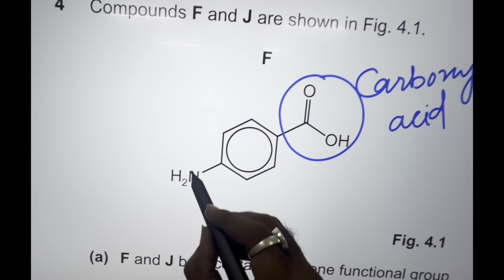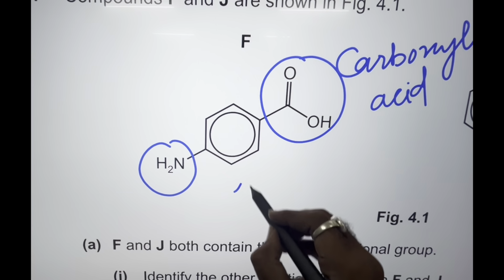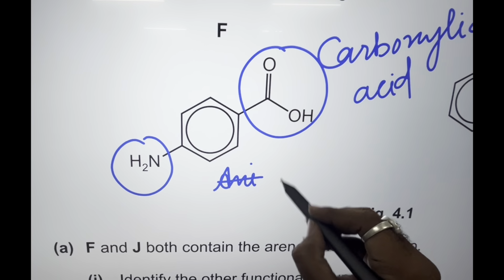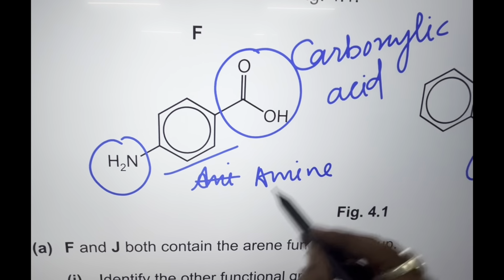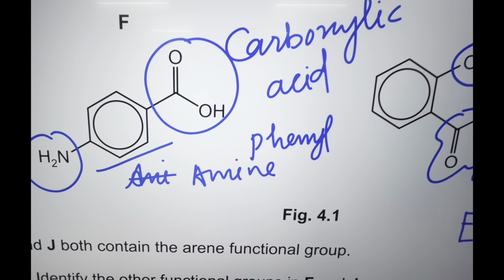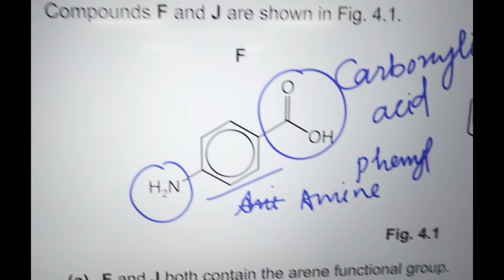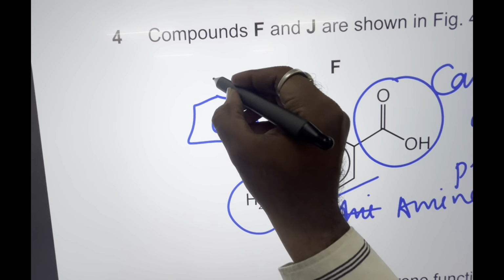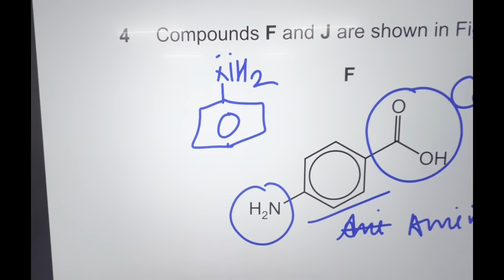You can see something is also attached, NH2, to this benzene ring. This is called an amine, and this amine is attached to the benzene ring, so it is called a phenylamine. The benzene ring is known as phenyl, and so it is known as phenylamine. What is aniline? The aniline structure is different. When you have a benzene ring and NH2 is attached, this is called aniline.